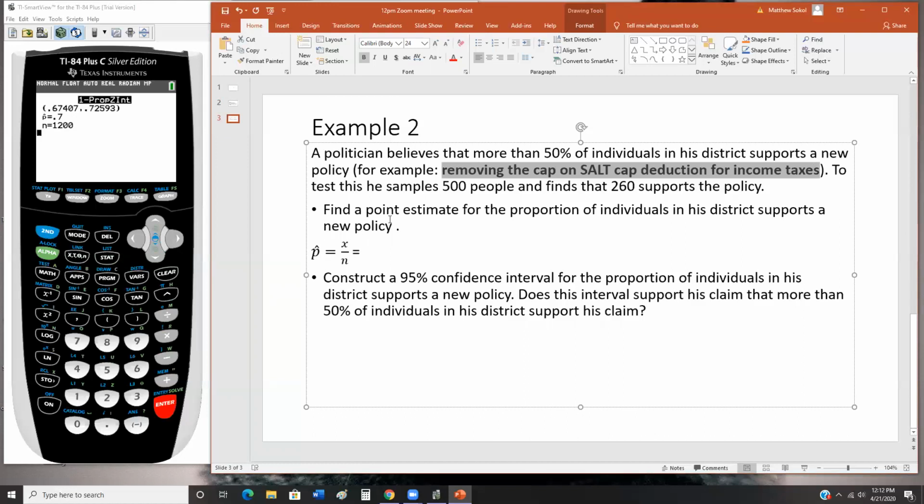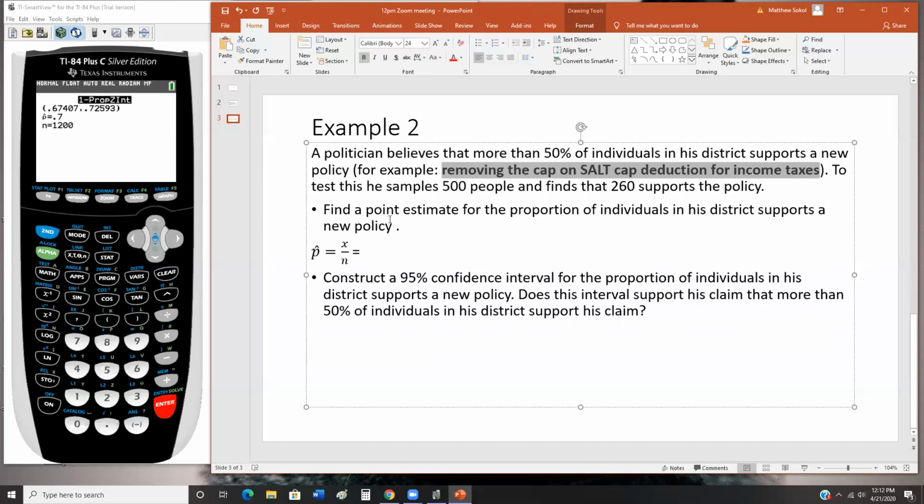So, if you pay attention to the tax laws, you can only deduct up to $10,000 on your income taxes of your state and local taxes. And it really disproportionately hurts people in the Northeast. Anyways, so he wants to know, this politician, if a majority of people, more than 50%, support removing this SALT deduction. So to test this, he samples 500 people and finds that 260 support removing this policy or removing this cap.